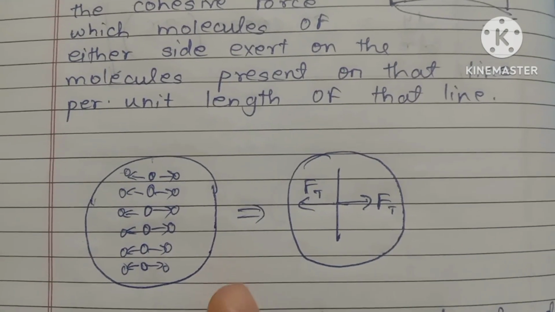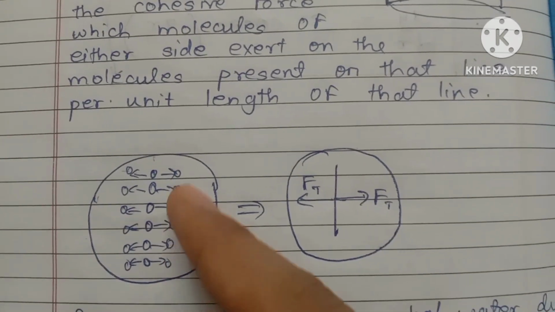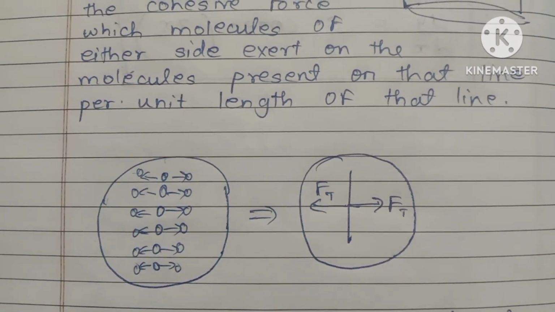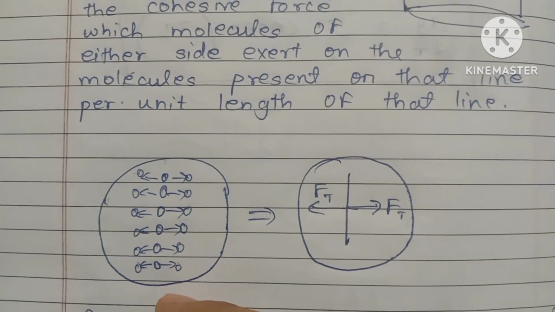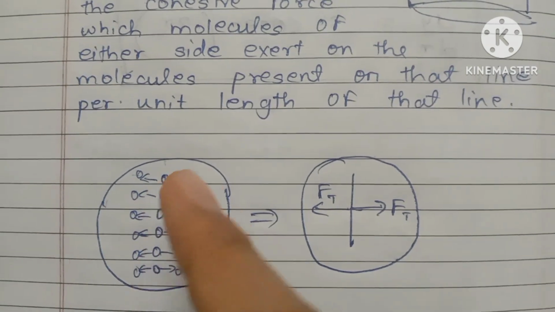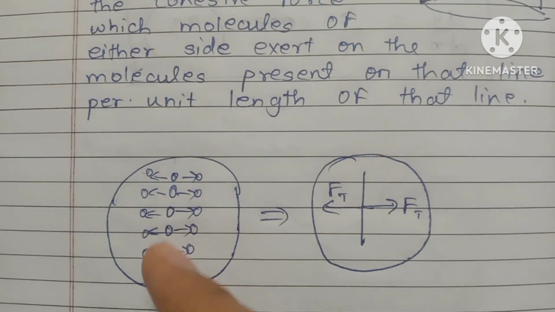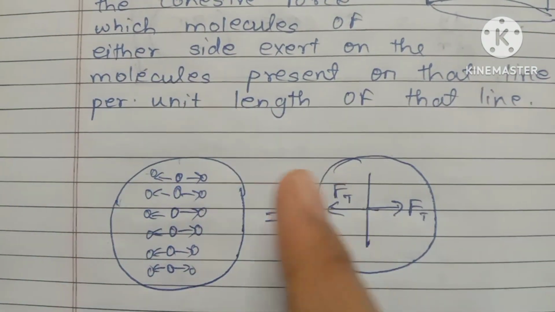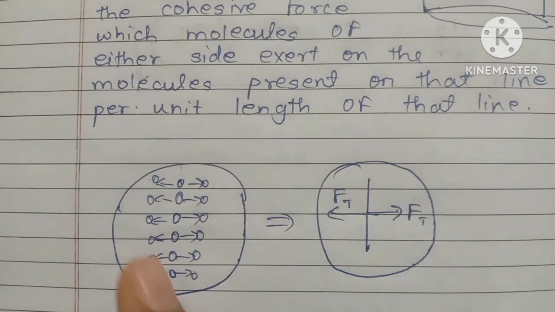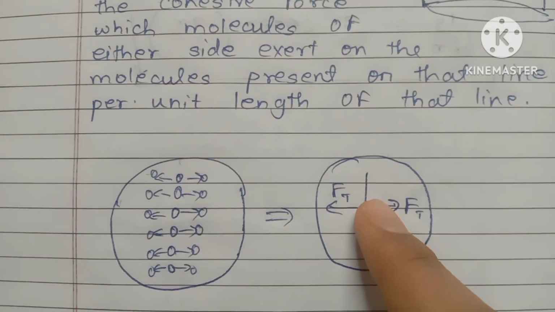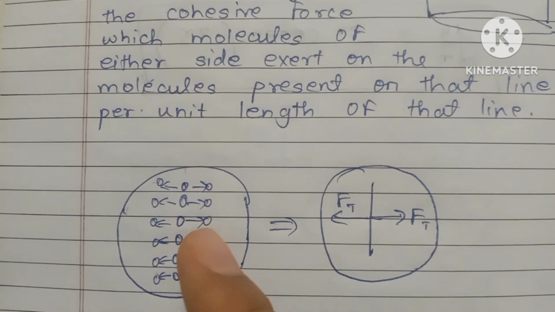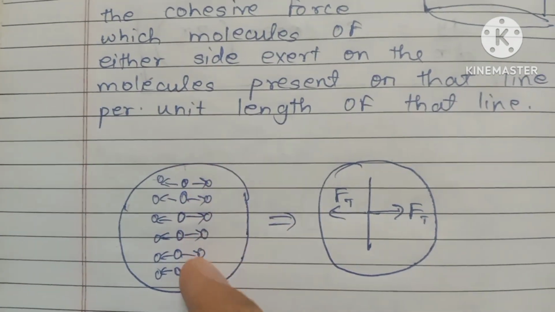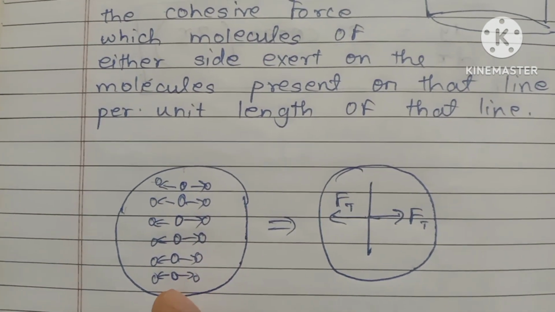So you must first understand that this force of surface tension is not the total force acting on the molecules present on this line. It is just the force exerted on these molecules by molecules present on either right hand side or left hand side. You can see both forces are equal. So if you take the total, it will be zero. The net force on the molecules present on this line will be zero.